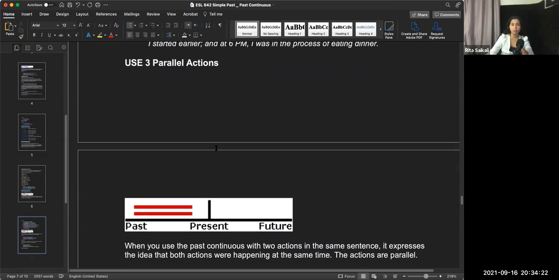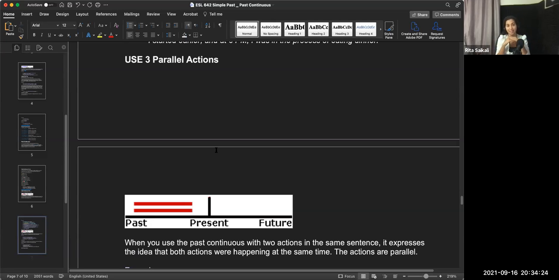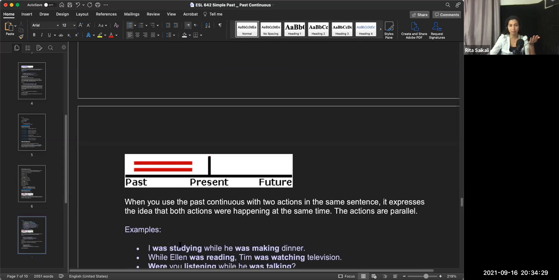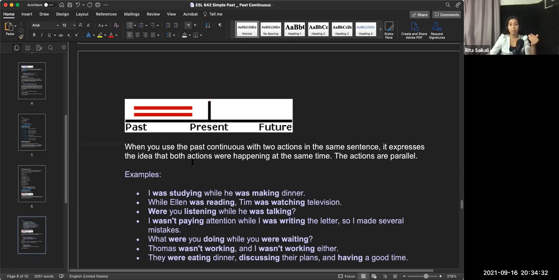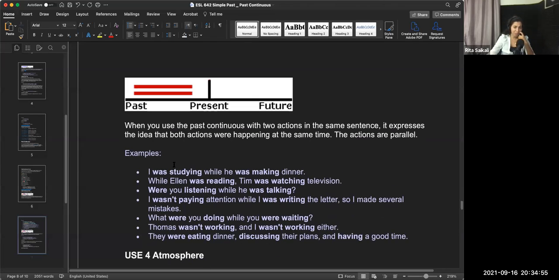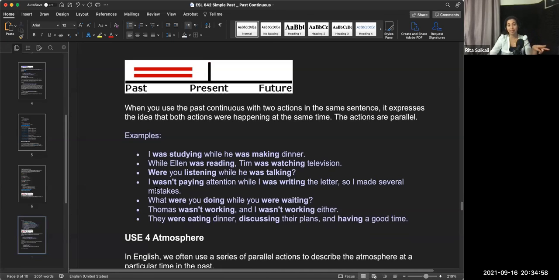It can also be used to show two actions that were happening at the same time, and that's called a parallel action. See the lines? They're called parallels. When you use the past continuous with two actions in the same sentence, it expresses the idea that both actions were happening at the same time and not one after the other. Earlier we said, I walked to school, then I climbed the stairs, one after the other. In this case, both were happening at the same time.